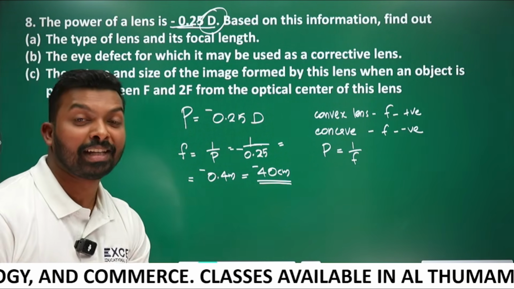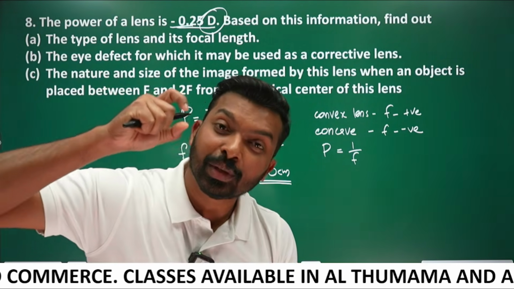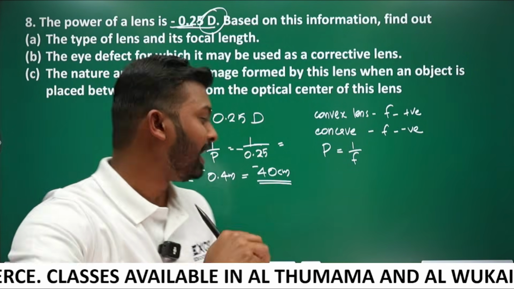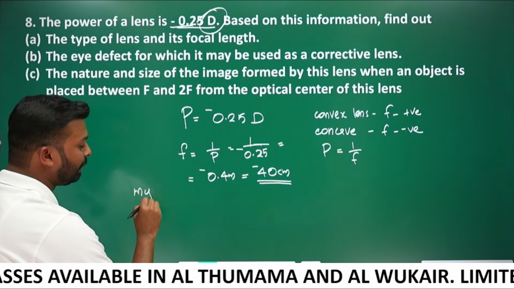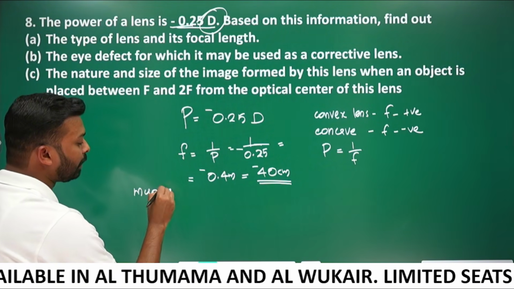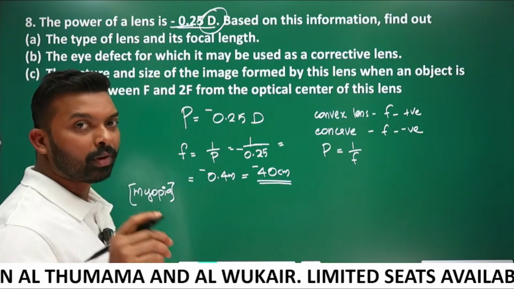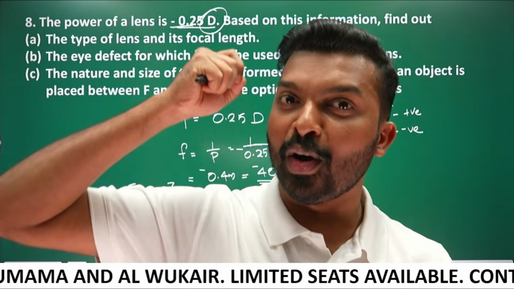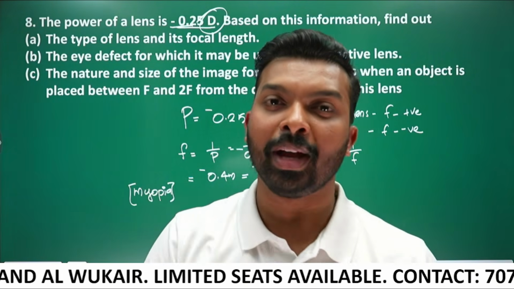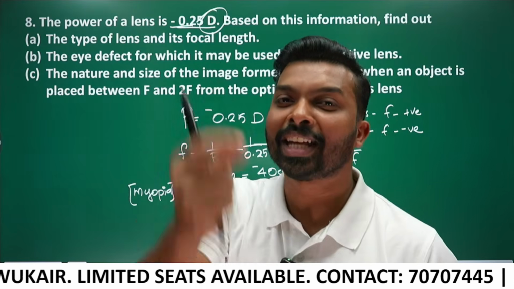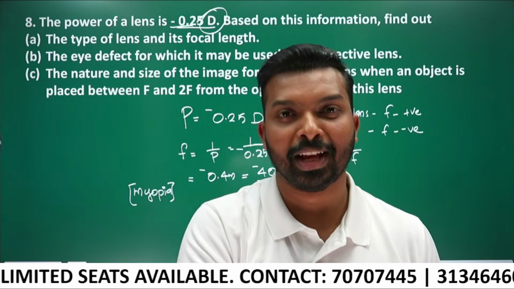So now the next one is which eye defect it may be used as a corrective lens for. If the lens used is concave, it has to be myopia. It has to be myopia. Okay or not? That's what I said a few minutes before. If you are using a convex lens, it is hypermetropia, and if it is a concave lens, it has to be myopia. Clear or not, my dear students?